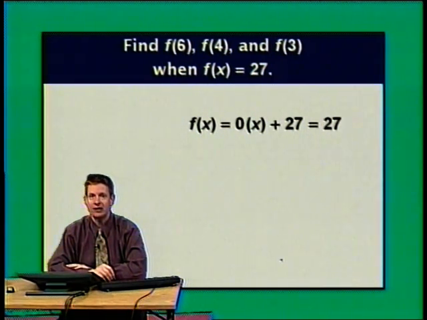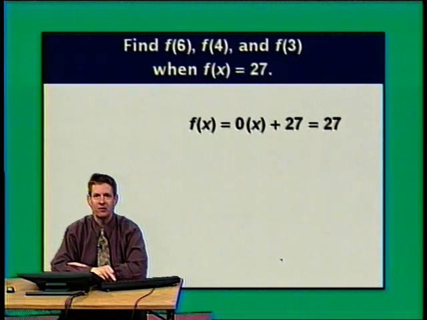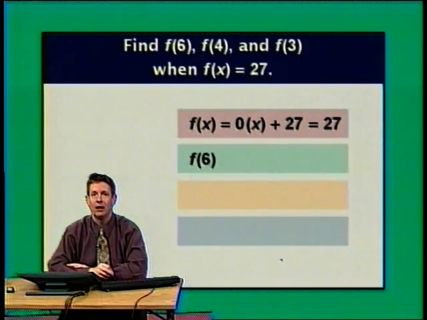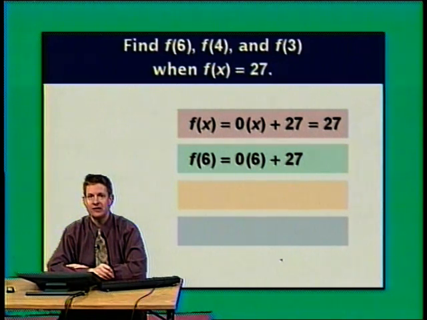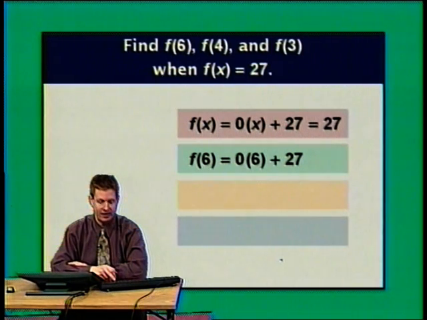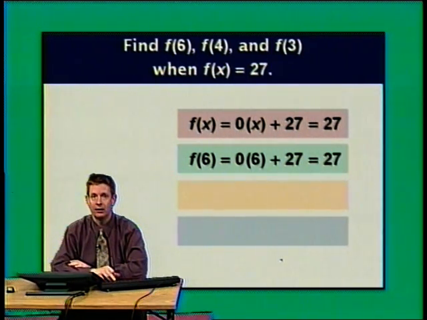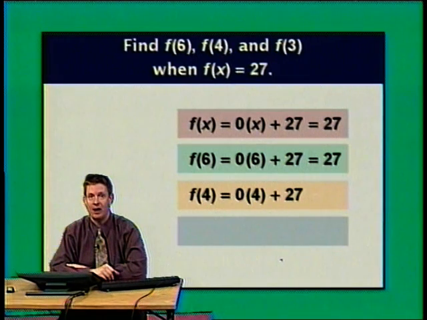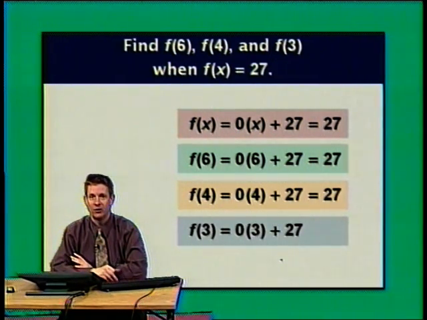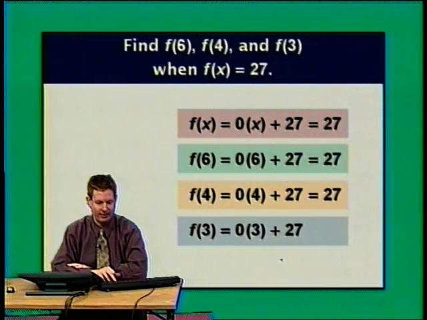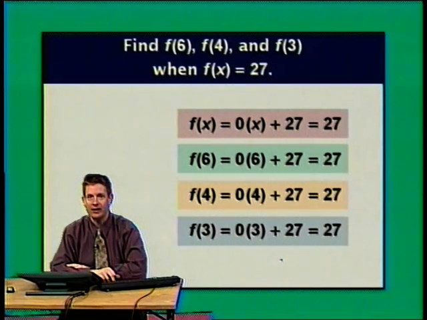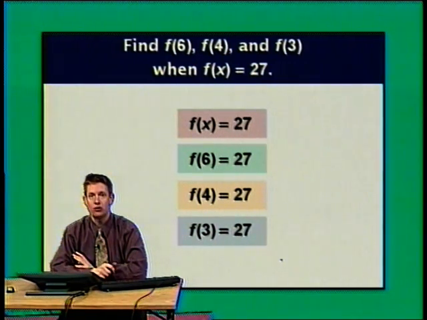Now, when we replace x with 6, we have a place to write it on both sides of the equal sign. F of 6 is 0 times 6 plus 27. 0 times 6 is 0. When you add 27 to 0, you get 27. F of 4 is 0 times 4 plus 27. When you do this arithmetic, what do you get? 27. F of 3, 0 times 3 is 0 plus 27. Guess what? We got 27. It doesn't matter what we replace x with. The end result is 27.